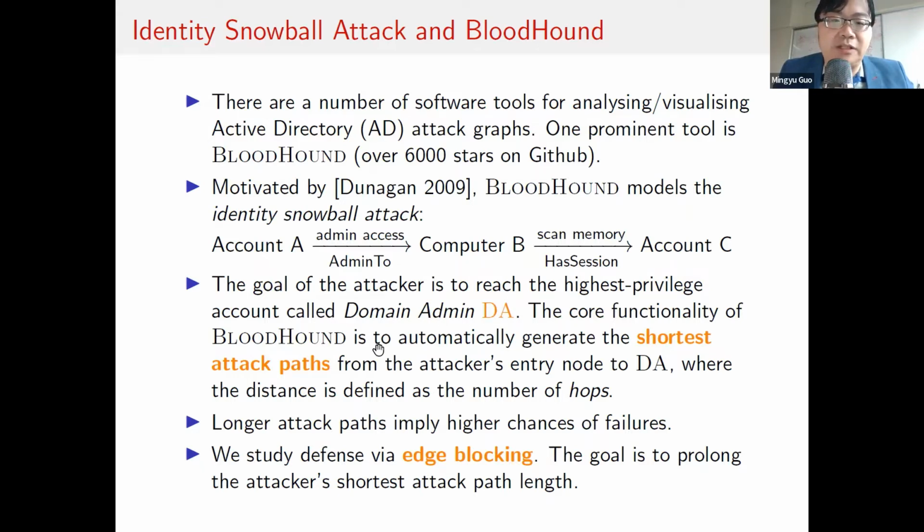And then the core functionality of BloodHound is to automatically generate the shortest path from the attacker's entry node to the domain admin. The distance is defined as the number of hops. So basically the main functionality of this tool is that the attacker enters the internal network using one account, and then the attacker can just run this tool.